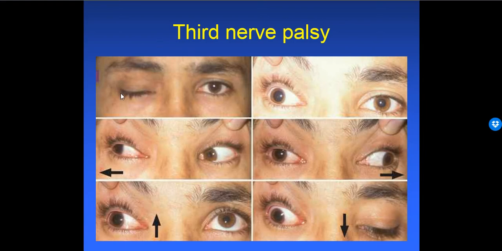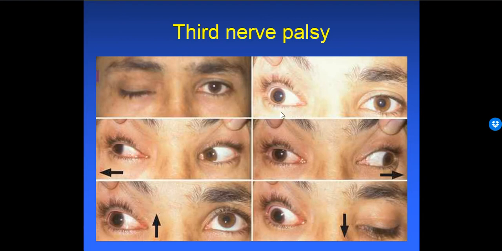So here's a case about someone who has a third nerve palsy. When they're looking straight ahead, the eyelid's closed. When we open up their eye, the main thing that we see here is that the eye's out, because of the lateral rectus action. We don't really see in this particular case that the eye is down and out so much.